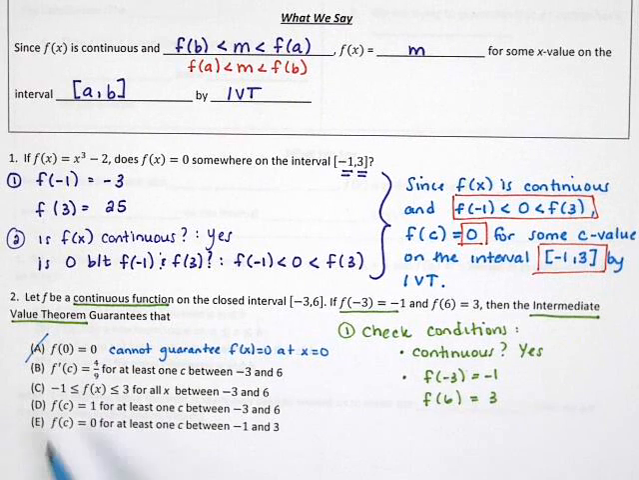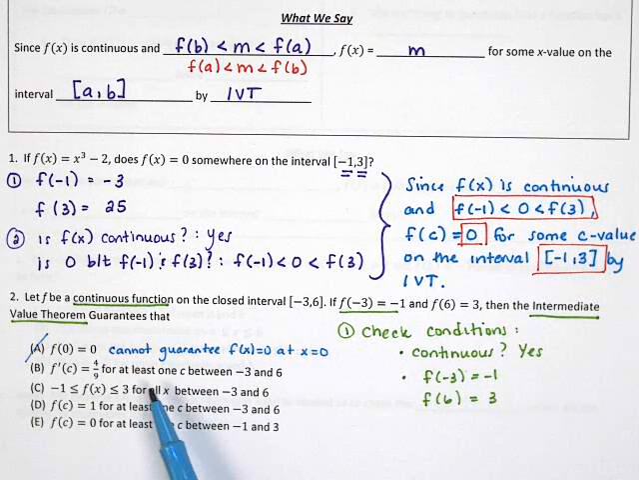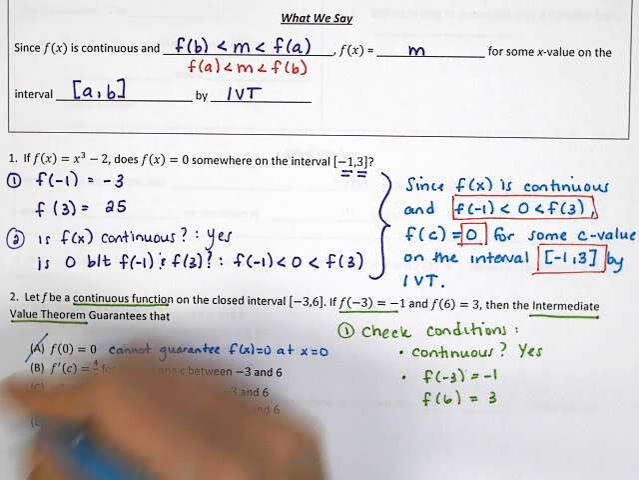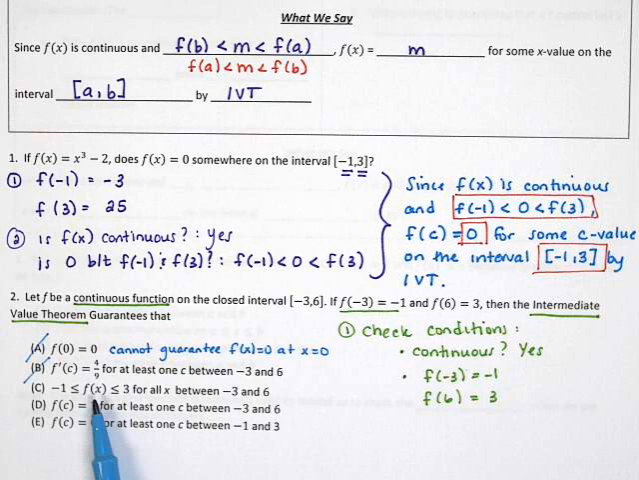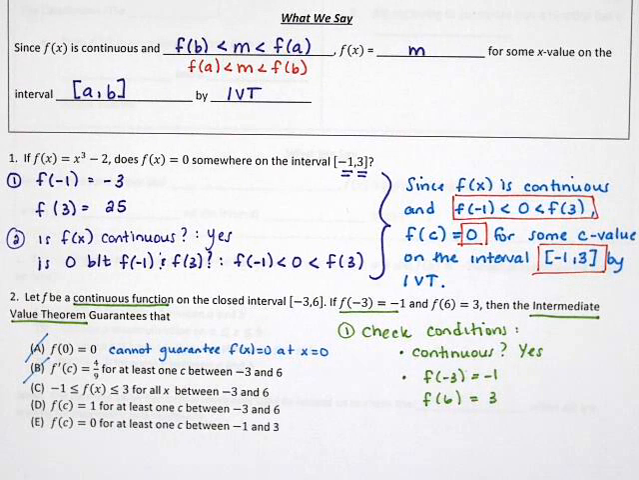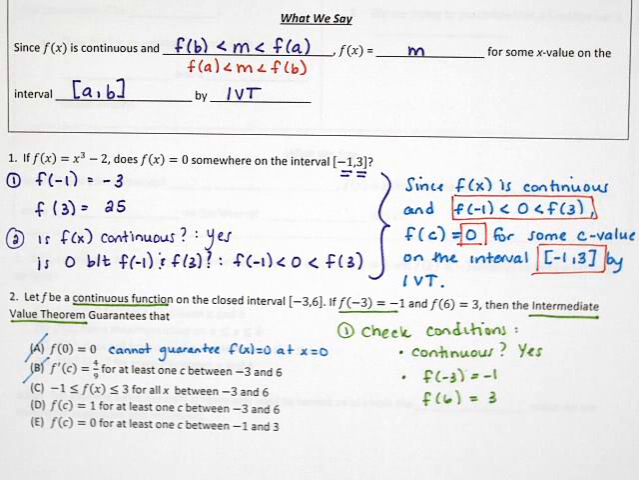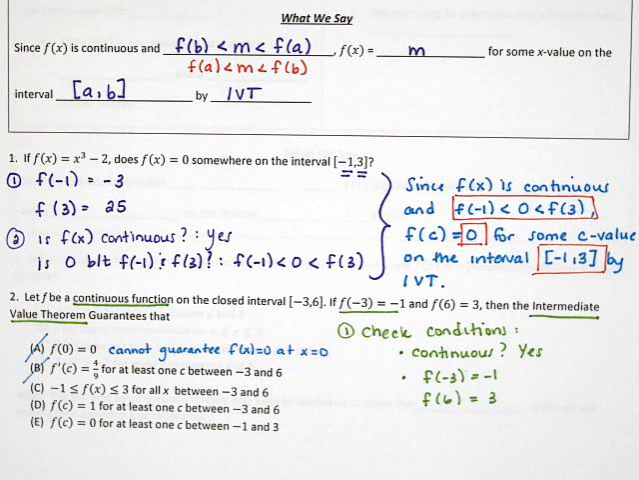Can we guarantee that the slope equals 4/9 for at least one value between -3 and 6? Well, the intermediate value theorem does not allow us to guarantee anything about slope. So this one's out. Can we guarantee that our y values are always between -1 and 3? Well, not necessarily. When we did our speeding problem, we said if our speeds went from 20 to 40, you could guarantee the numbers between 20 and 40, but that doesn't mean you didn't go 50. It just means you can't guarantee it. So we can't guarantee that our y values are always between -1 and 3.